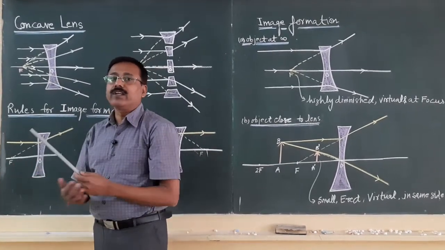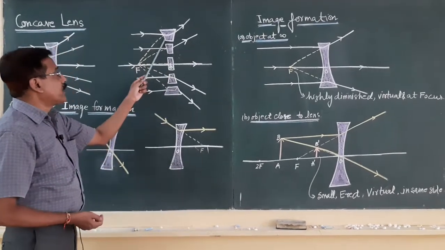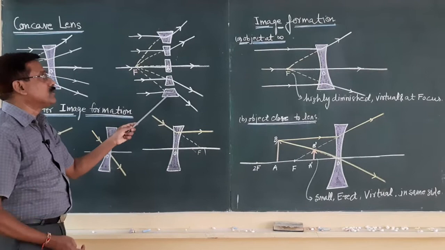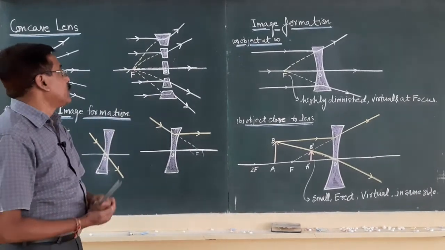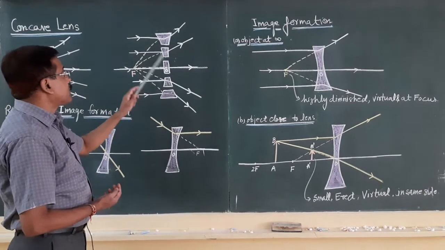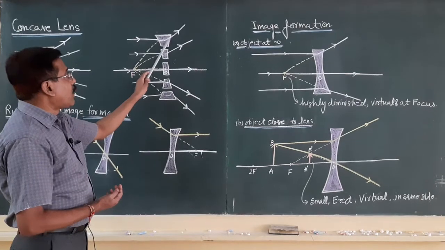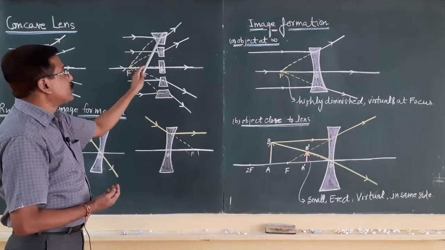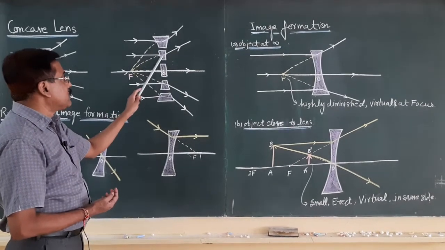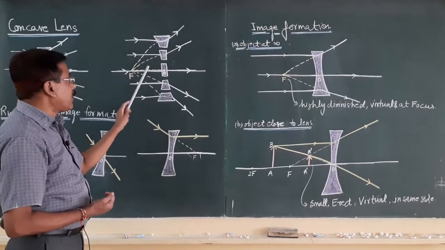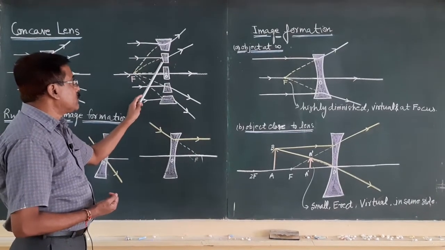This is the virtual focus for the concave lens. And how does the concave lens diverge? For this, we have to divide the concave lens into a number of segments. Each segment itself behaves like a prism. In the first segment, when a light ray parallel to the principal axis is incident on it, after refraction it bends towards the base of this prism. Similarly, in the second segment, the light ray parallel to the principal axis, after refraction, bends towards the base of this segment.